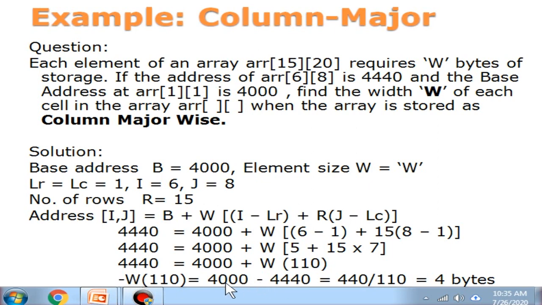So see, since you got minus on both sides, you are going to cancel that. So you can write W equal to, you can bring this 110 towards the right hand side after the equal to sign, so multiplication becomes division. So 440 divided by 110. So these are all basic maths you already learned. Okay, so once you do that, you will get 4. That is the answer. That's 4 bytes is the value of W.